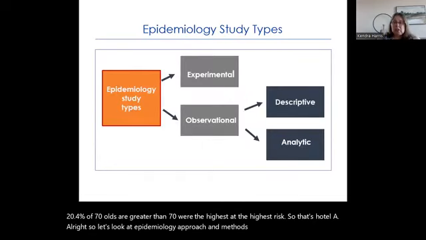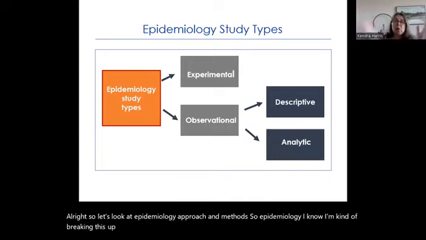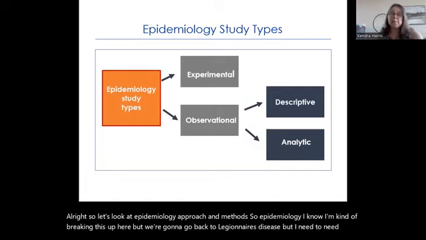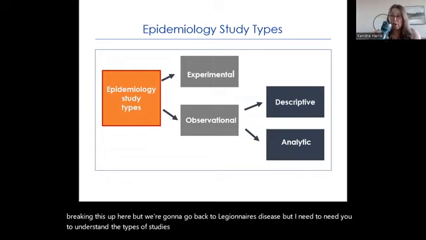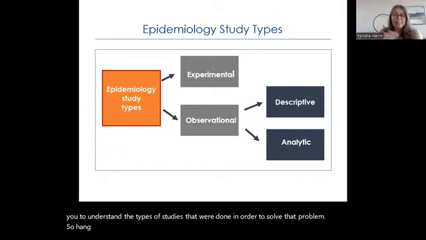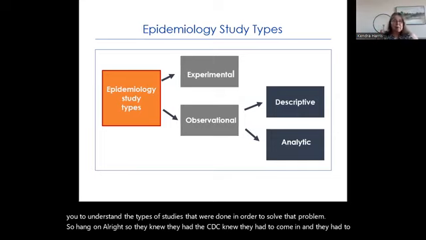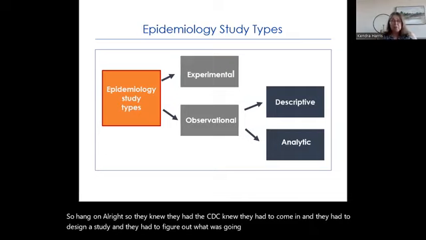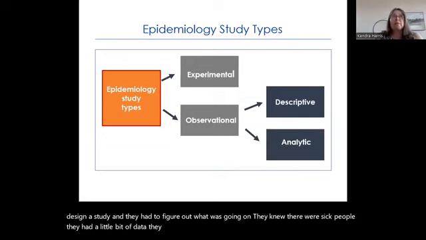So epidemiology, I know I'm kind of breaking this up here, but we're going to go back to Legionnaire's disease, but I need you to understand the types of studies that were done in order to solve that problem. So the CDC knew they had to come in and design a study and figure out what was going on. They knew there were sick people. They had a little bit of data. They knew that there were a lot of people susceptible in the older than 70 age group.